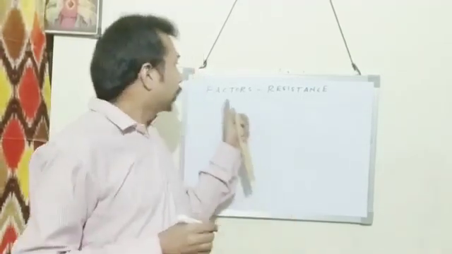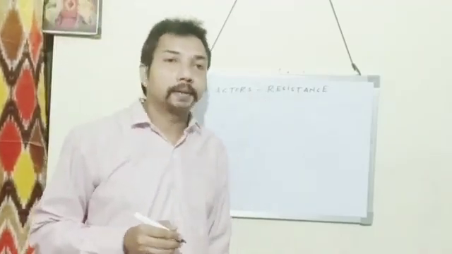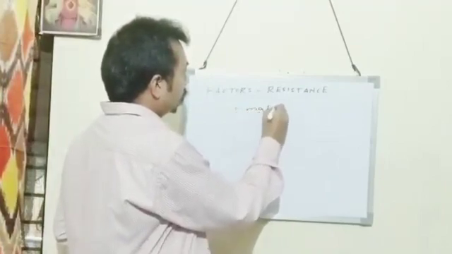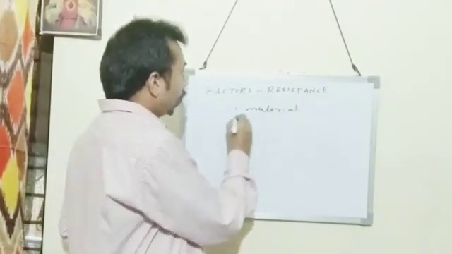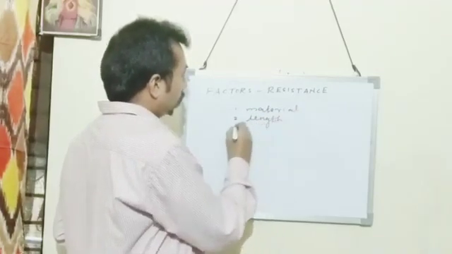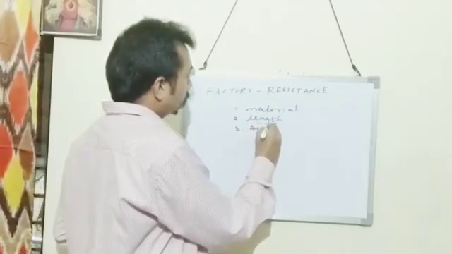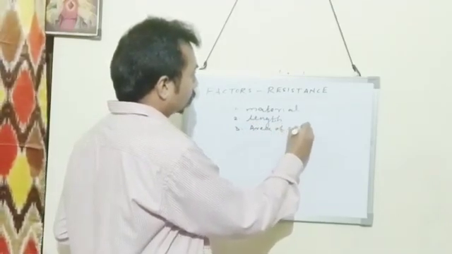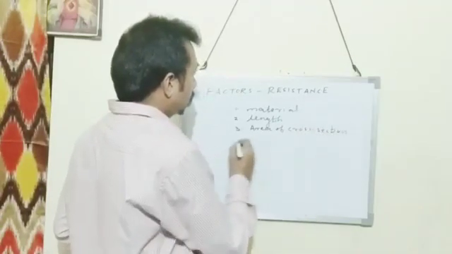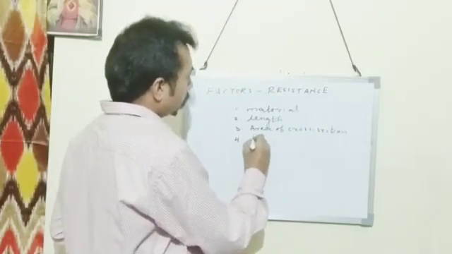Next, what are the factors affecting the resistance of a conductor? One is the material, another is the length of the conductor, the next is the area of cross section, and then the temperature.